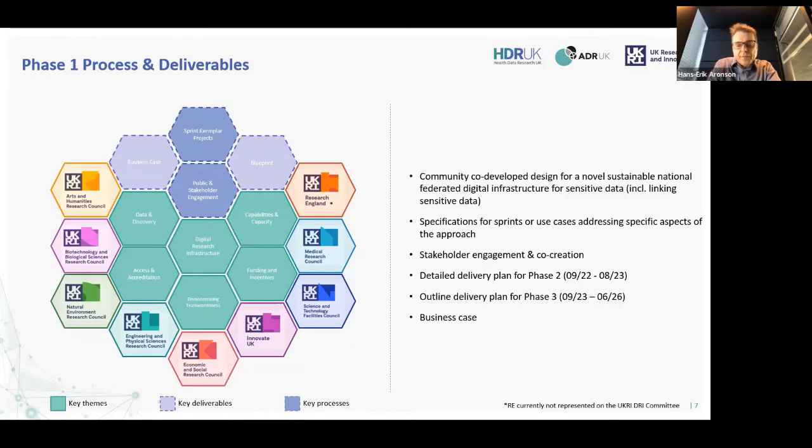They started at the beginning of January this year and will end at the end of August. And it will inform our blueprint that we will deliver. Other deliverables that we will have are a detailed delivery plan for phase 2 and an outline delivery plan for phase 3, as well as a business case that makes this sustainable and fundable by UKRI. These are all things that we will deliver to the Digital Research Infrastructure Committee, which is a pan-UKRI committee that we report to. Next slide, please.